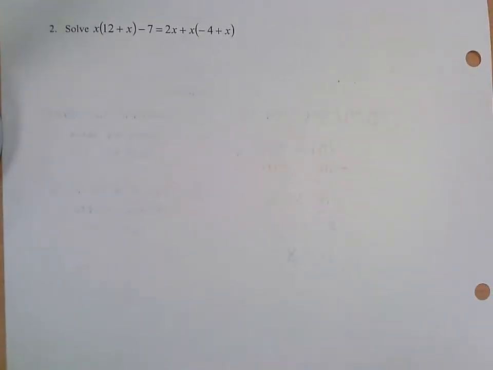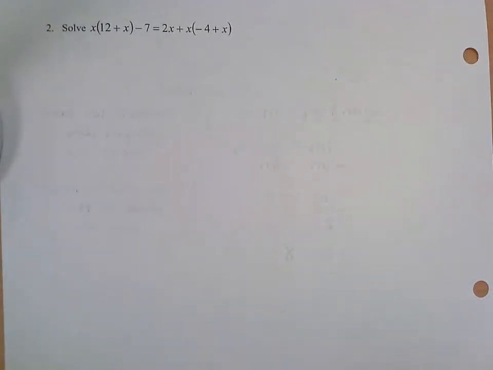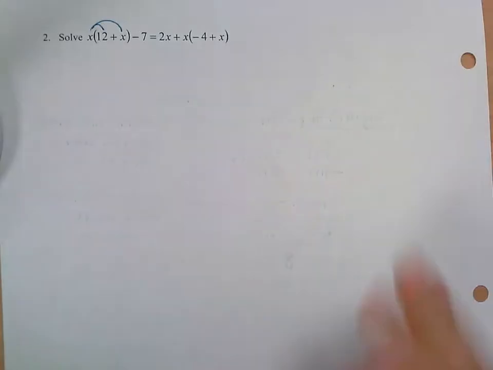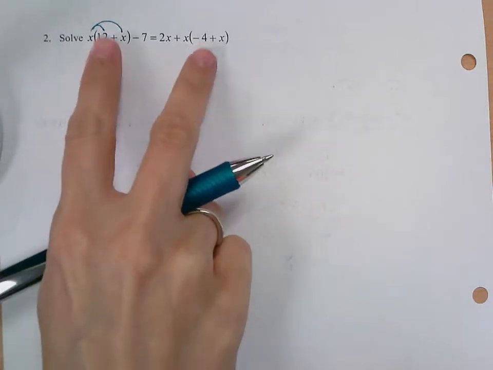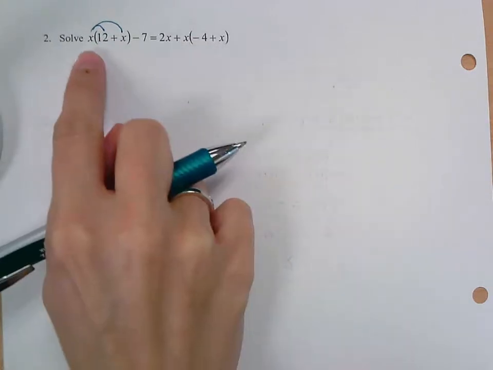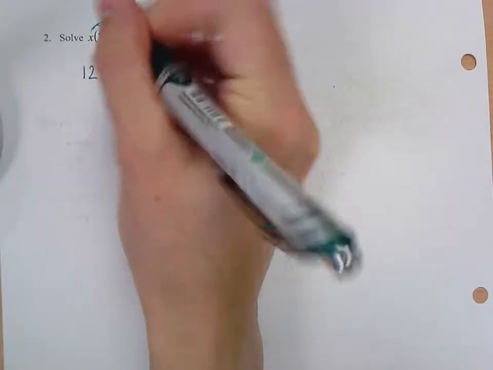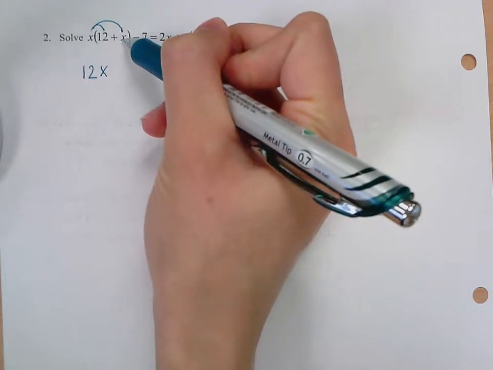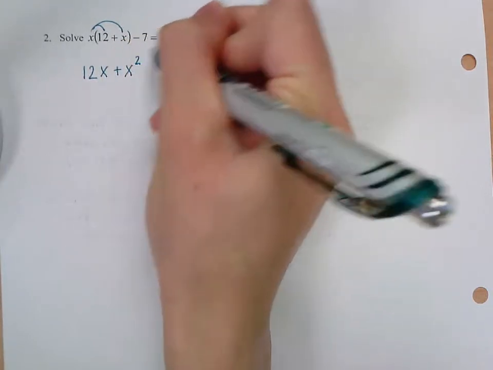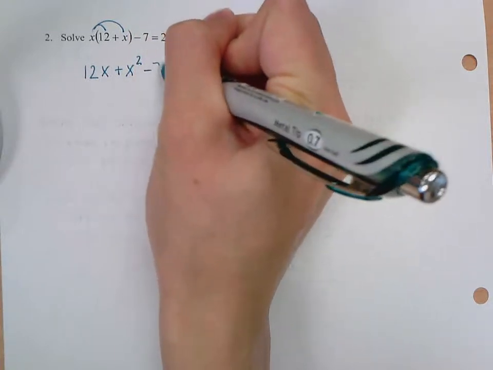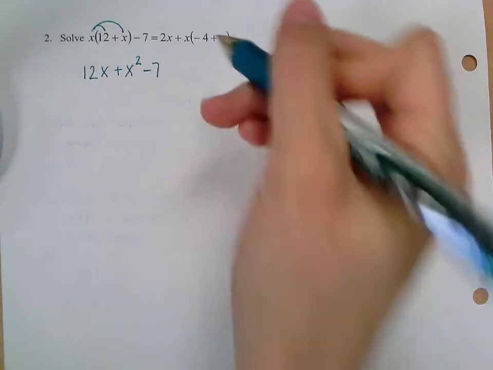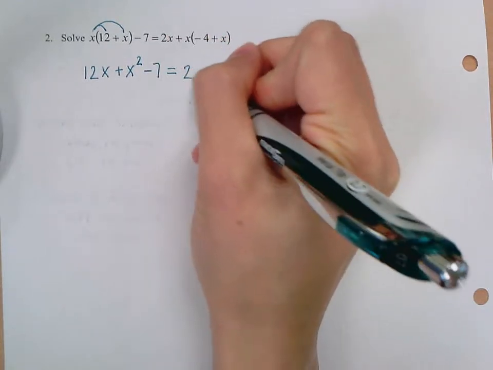All right, so here's the second example. Same steps. First step is to distribute. And notice we do have distributing on both sides now. So I have x times 12, that's 12x. And then x times x squared, so plus x squared. I keep the minus 7. I don't distribute the x to it. It's not in parentheses. Equals 2x.